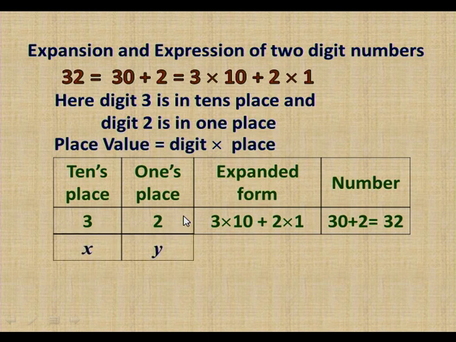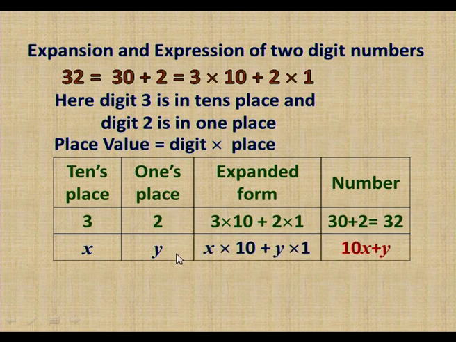What happens? Let me see. Now, please see, in the tens place what you have? x. In the ones place what you have? y. Then my expanded form becomes x into 10 plus y into 1, that means 10 into x becomes 10x, y into 1 becomes y, that means 10x plus y. This is the general form of representing a 2 digit number.